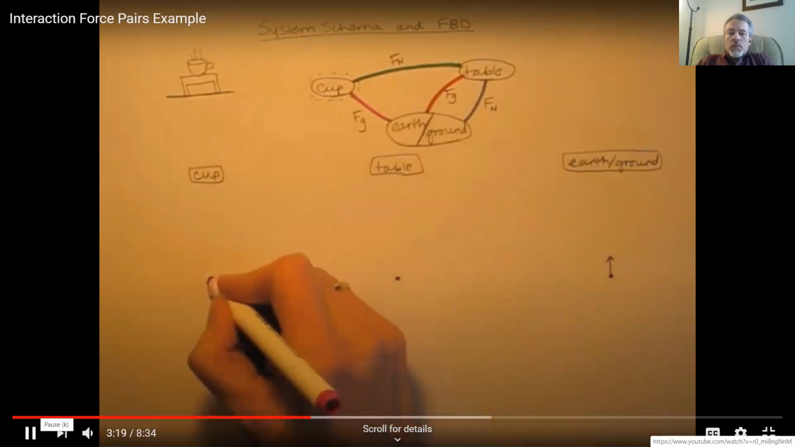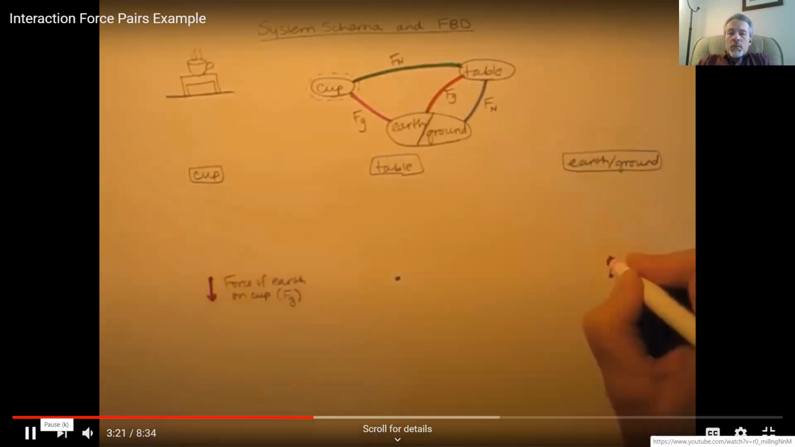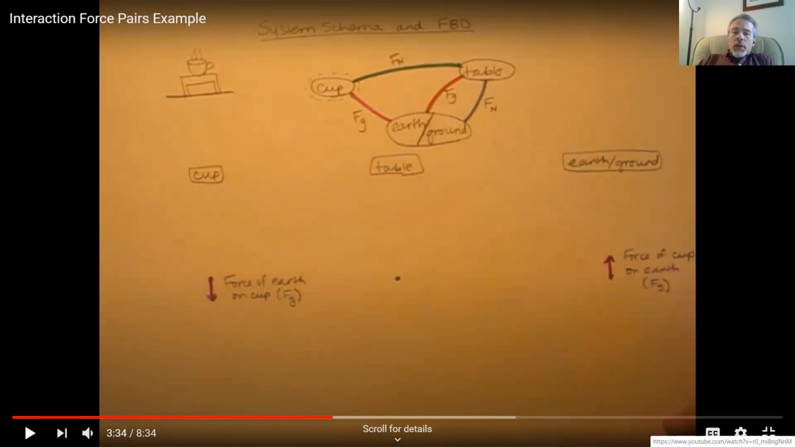And then we will color code them. That is the pink force. And be sure to label it. So this is the force of the cup on the earth, and this is a gravitational force. So over here on the left, this would have been FGCE. It's the force of gravity on the cup from the earth. But over here, this is the force of gravity on the earth from the cup. So it would be FGEC.